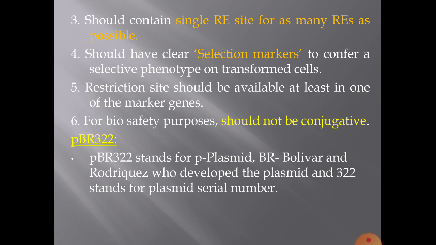Now, one best example for a plasmid vector is pBR322, with which all of you are familiar. Now, pBR322, what does it stand for? P stands for plasmid. It tells you that it's a plasmid vector. BR stands for the people who developed it, Bolivar and Rodriguez, who developed the plasmid, and 322 stands for the plasmid serial number.